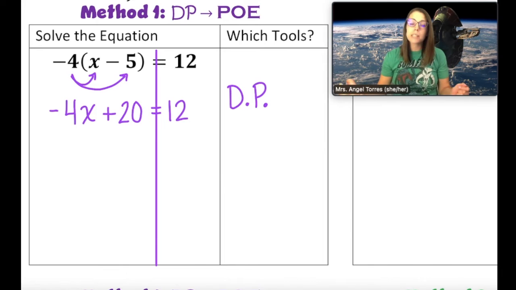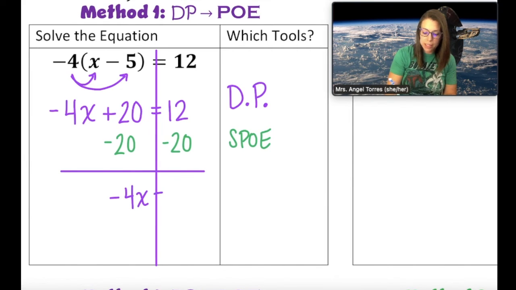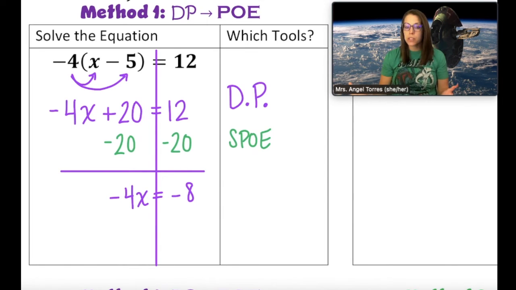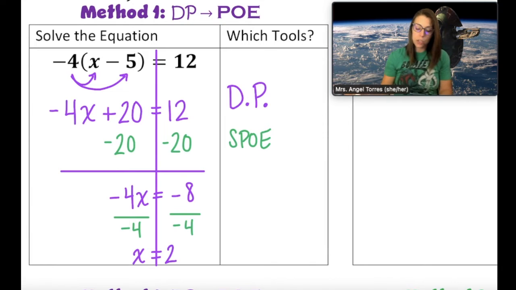From here, it's a pretty simple two-step. My constant is 20, so I'm going to go in and apply ESPO. And my new equation is negative 4x equals negative 8. Now that I'm down to just a one-step equation, I can apply depot and divide. And I'm left with x equals positive 2 because a negative divided by a negative is a positive.